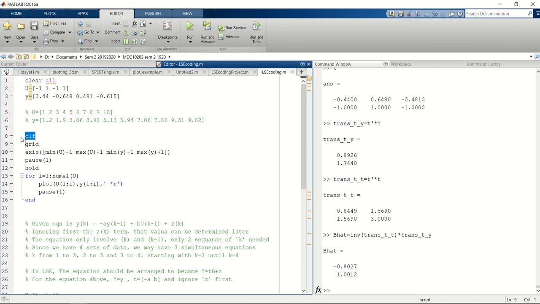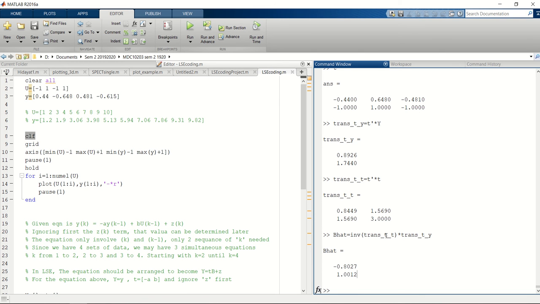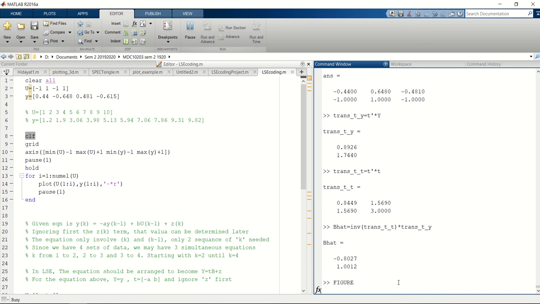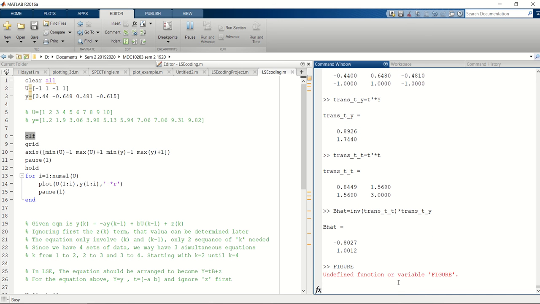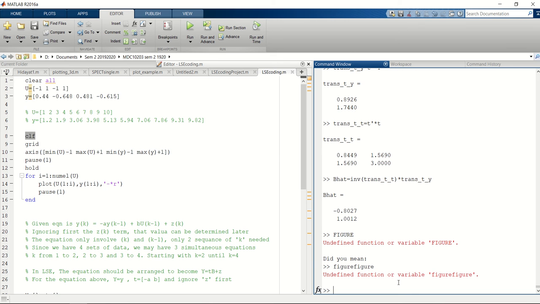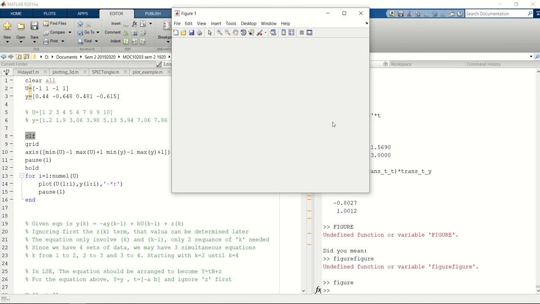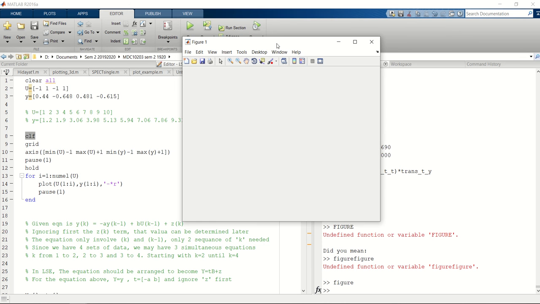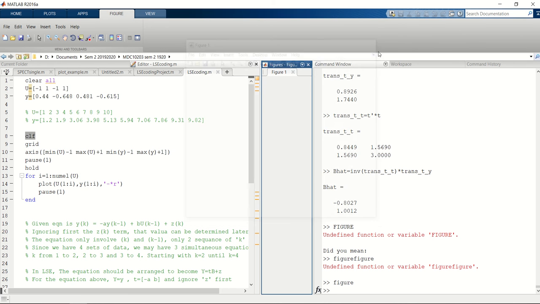So I use this. CLF is clear figure. If there is no figure, I can just create a figure like this. I put it here in the command window, I use figure, enter. Sorry, it shouldn't be caps lock. Figure, enter. Okay, so we have our figure. We can dock it in our Matlab environment by using this button, so we have our figure here.